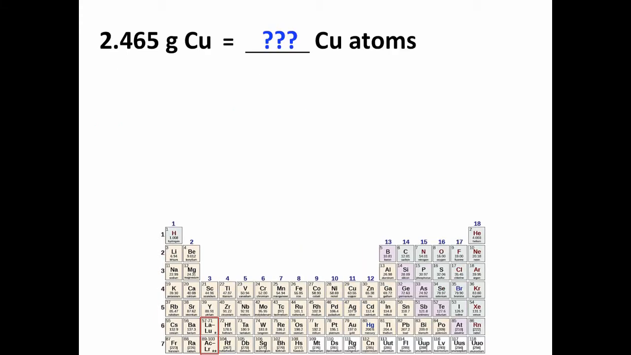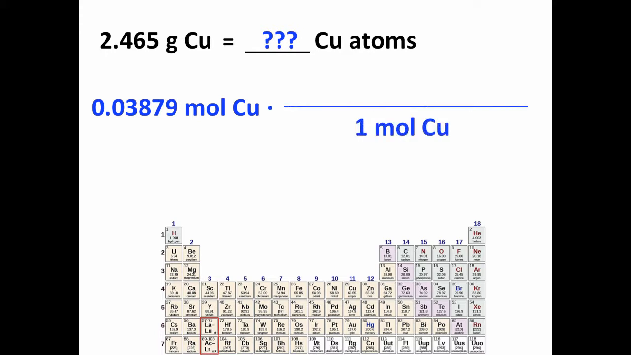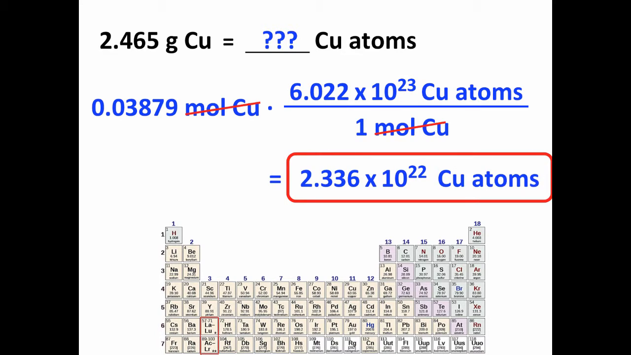Now, what if instead we were trying to find number of copper atoms, starting with grams? Well, if this was the only problem we had, to convert from grams into number of atoms, we'd have to first convert from grams to moles and then from moles to atoms. But we've already done the grams to moles conversion, so let's just continue from there. We have 0.03879 moles of copper. Our conversion factor is 1 mole of copper contains 6.022 times 10 to the 23rd copper atoms. Cancel units, do the math, and we get 2.336 times 10 to the 22nd copper atoms.